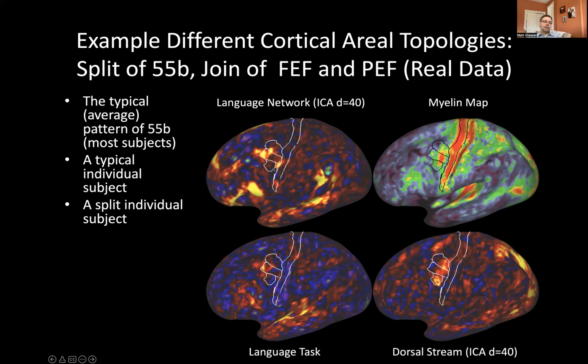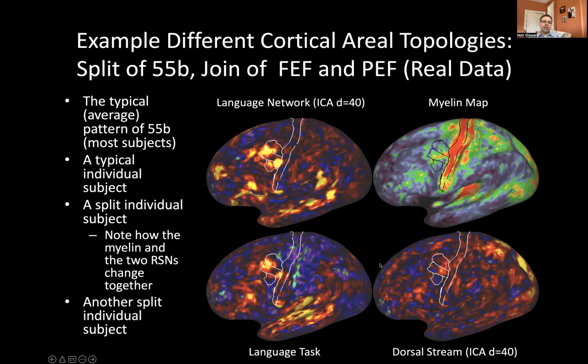But here's a split subject where we have two hotspots of language connectivity and task activation, with missing connectivity right down the center of 55B. And right in that same location, there's high myelin and connectivity to the dorsal stream. So the two eye fields have come together here and split 55B in half. And note that all these different independent modalities are changing together.